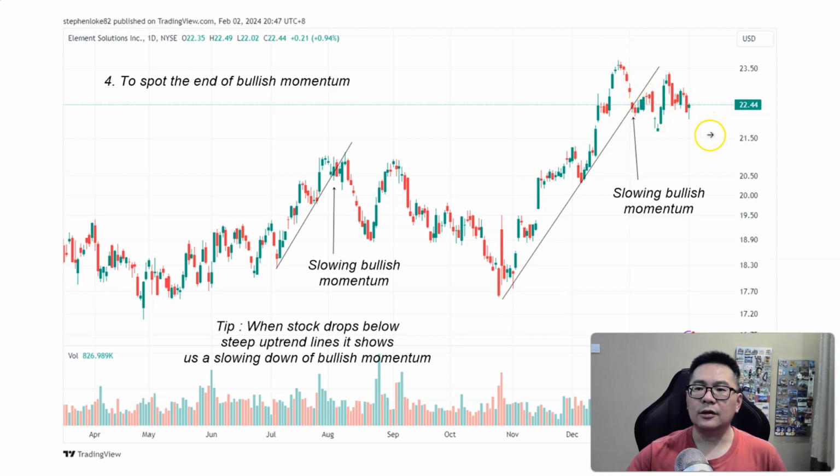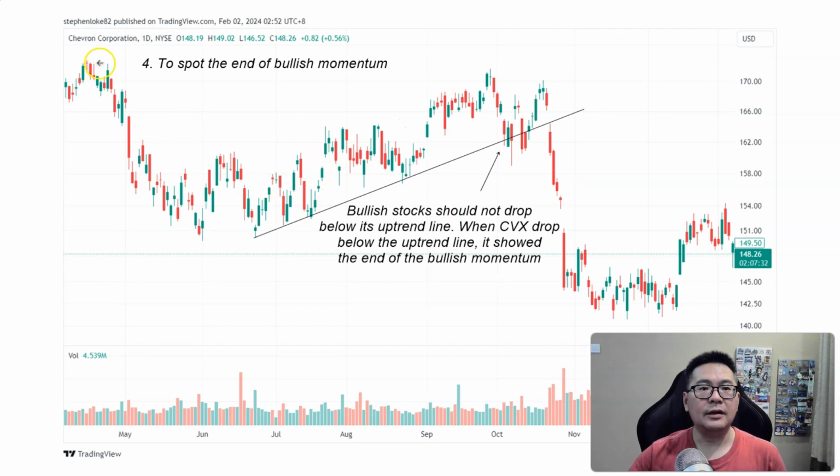Although it did not collapse, what this tells traders is that there is a slowing of bullish momentum. So the tip here is, when a stock drops below an uptrend line, especially a steep uptrend line, it shows us a slowing down of bullish momentum, and it could be the end of a bullish momentum. There is a lot of support here, but that doesn't mean this stock is going to crash. But if you have bought the stock around here and you see it dropping below an uptrend line here, it just tells you to be realistic, because bullish momentum has stopped.